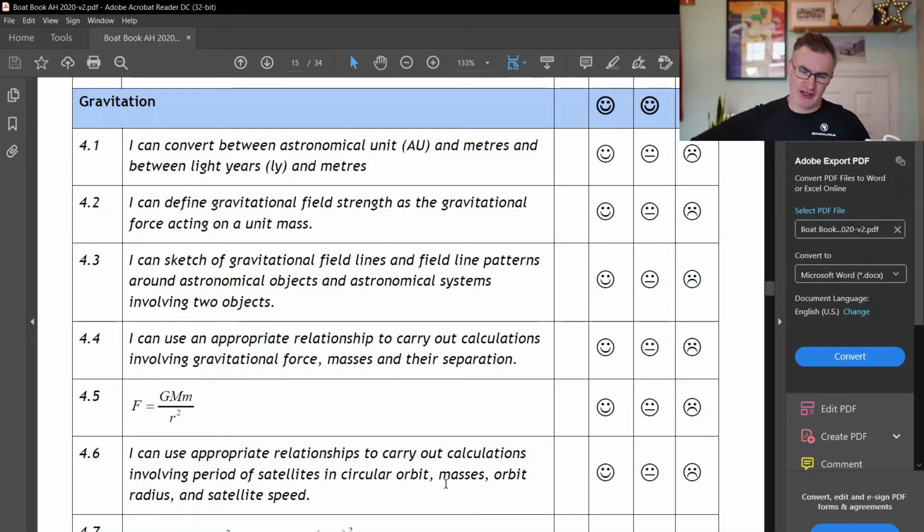You can sketch gravitational fields, 4.3, you can sketch gravitational fields and field line patterns around objects. Okay, that's fine. I can use appropriate relationships to carry out calculations involving gravitational forces, masses, and their separations. Now, this is the Higher formula, so Newton's inverse square law of gravitation, which again is shown in 4.5 there. Period of a satellite will come a bit later on, and the rest of them again a bit later on.